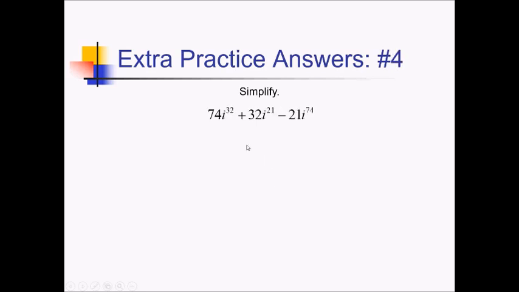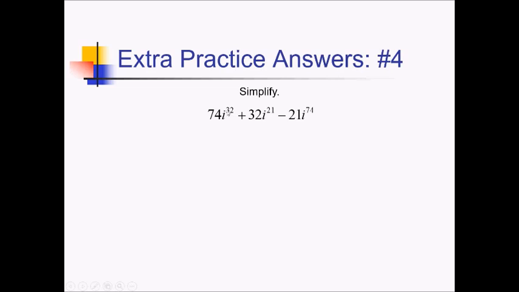To add these complex numbers together, we first have to simplify these higher powers of i. Now remember that each of these goes in a cycle of 4. The exponents go in cycles of 4. So let's start by dividing each of these exponents by 4 to see what the remainder is, to see where we are in that cycle.